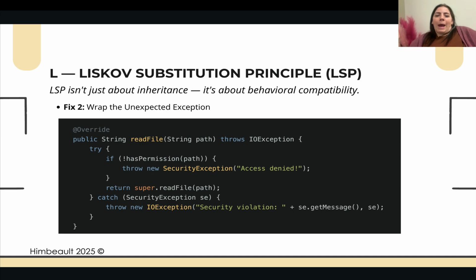The other fix is to wrap that unexpected exception. So here, instead, we're still going to throw that IO exception. If we have a try-catch still, internal to SecureFileReader, pardon me, and if you don't have permission, you're going to throw that security exception because it's an access denied. But we catch it internal to the readFile and throw a new IO exception with the security violation that was caught. So if you have, let's say, some kind of logger where you still want to log a security exception being thrown, you don't just want to do away with it completely, you don't have to.